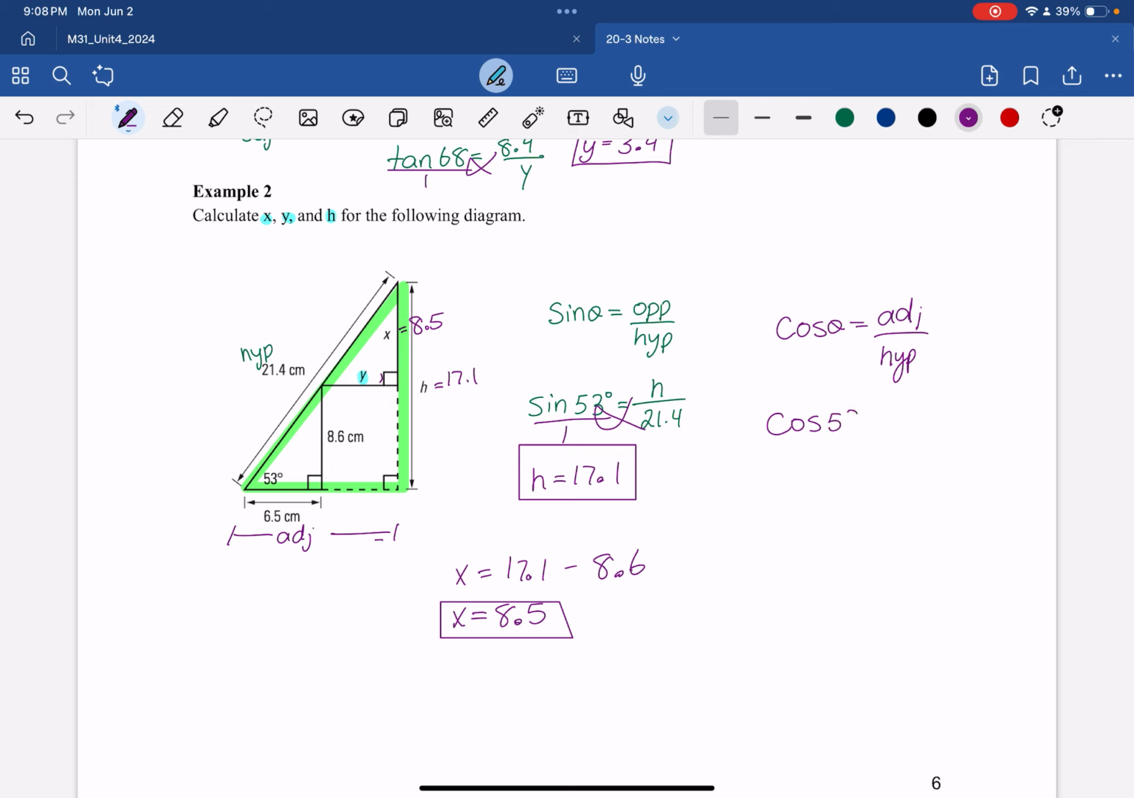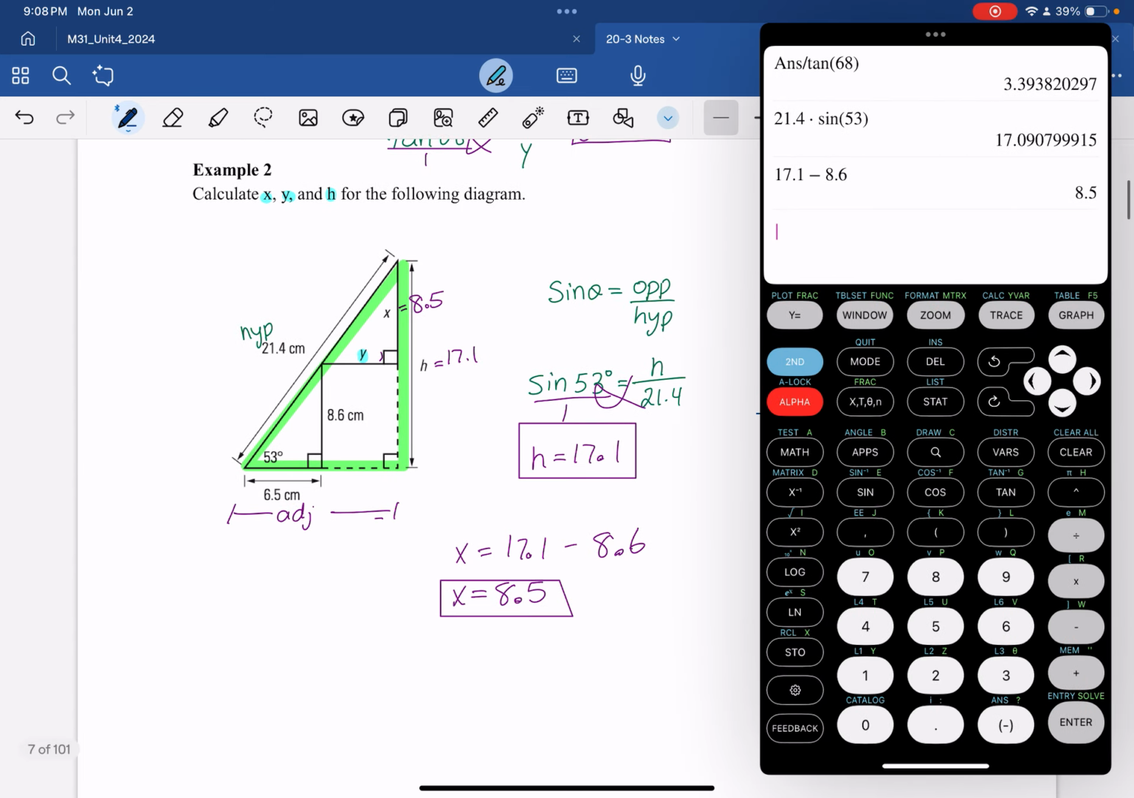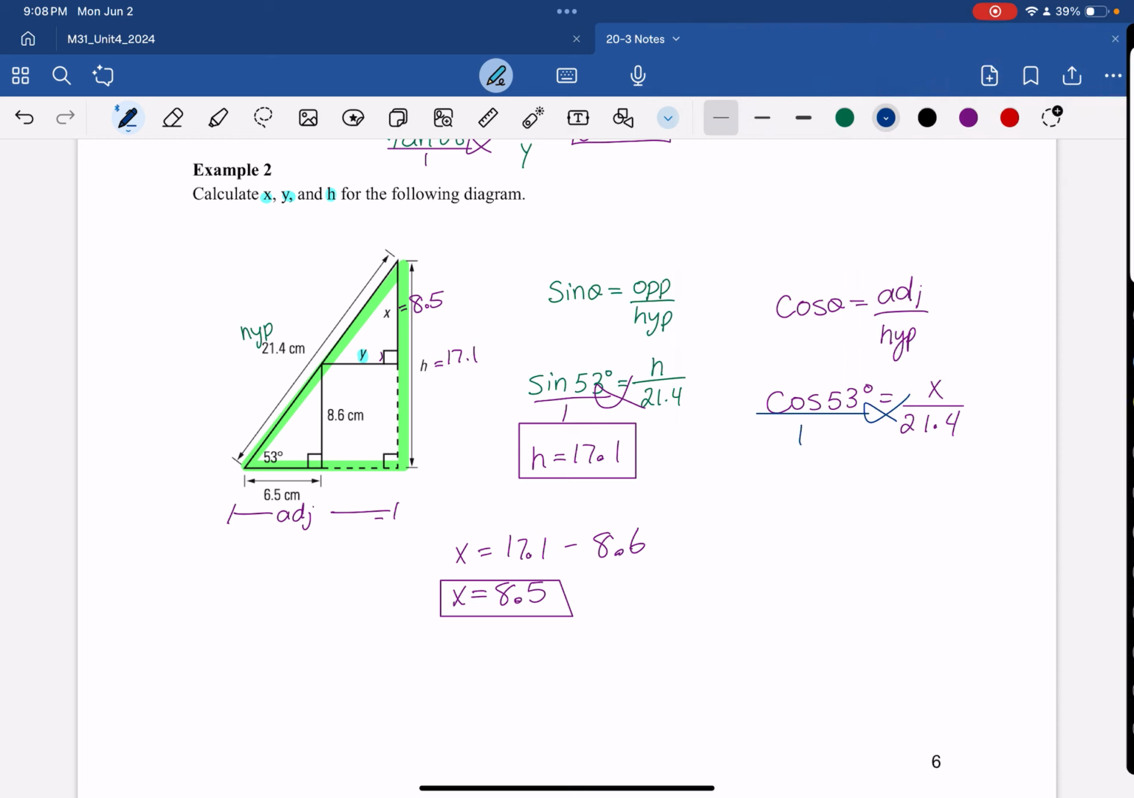of 53 degrees equals adjacent's what we're looking for. Let's call it x. And my hypotenuse is 21.4. Making sure we're plugging in our right values there. So I'm going to go 21.4 times cos of 53. And I get 12.9. So, and I guess this was really y.